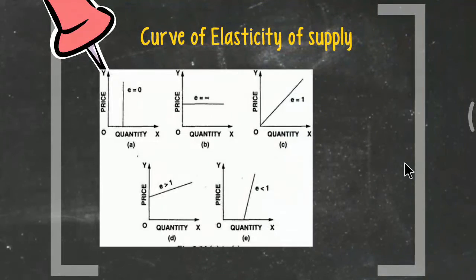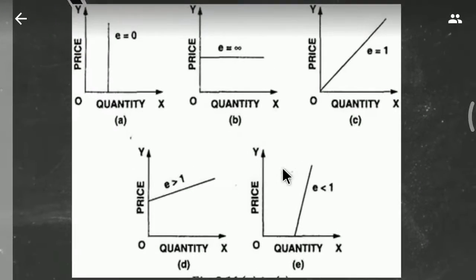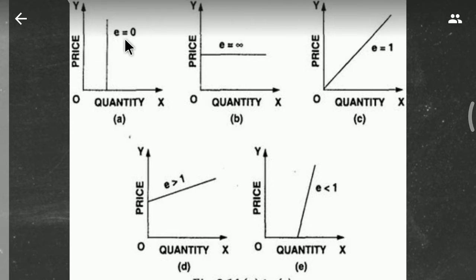We can see the curve of elasticity of supply. Here we go. In curve A, when the elasticity is 0, that means perfectly inelastic, or the line is vertical, and when the elasticity is infinite, the line is horizontal, that means perfectly elastic. When the elasticity is 1, that means unitary. When the elasticity is more than 1 and the line is sloping, that means elastic. And when the elasticity is less than 1 and the line is relatively steep, we can see this is inelastic.